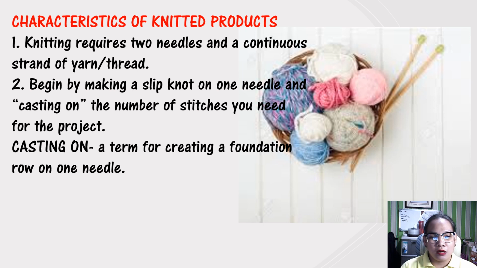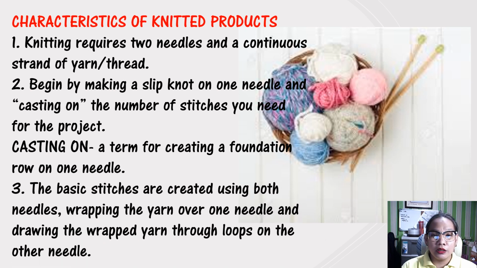So what is casting on? It is a term for creating a foundation row on one needle. The third one is the basic stitches are created using both needles, wrapping the yarn over one needle and drawing the wrapped yarn through loops on the other needle.